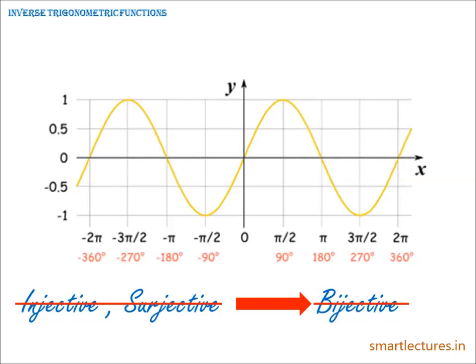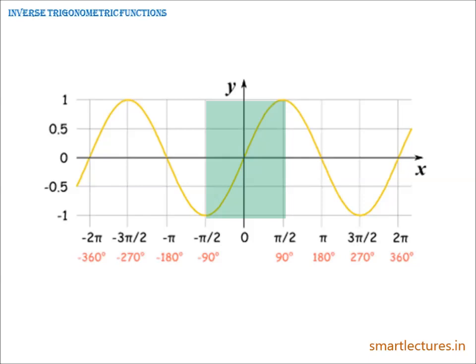But what if we restrict the domain to the interval minus half pi to half pi and the codomain to minus 1 to 1? Now in this interval, you can see there are no two angles on the x-axis which have the same value on the y-axis. So that means in the interval minus half pi to half pi, the given function is a 1 to 1 function.